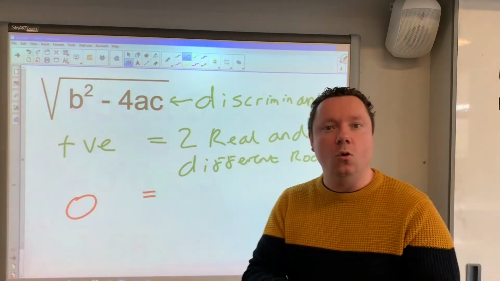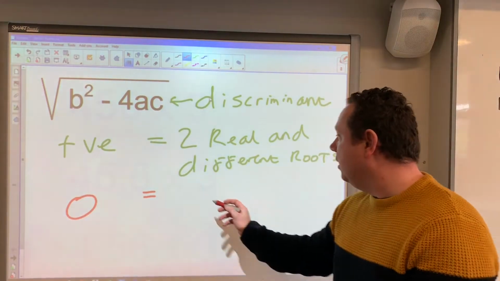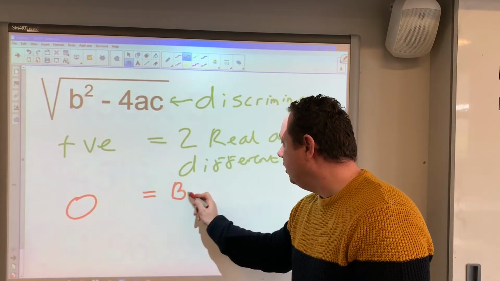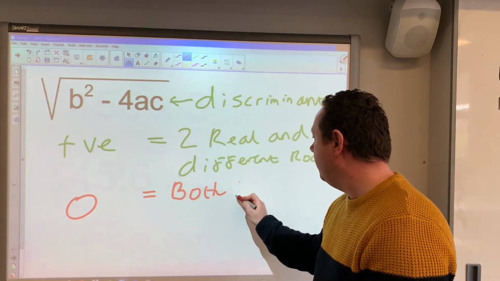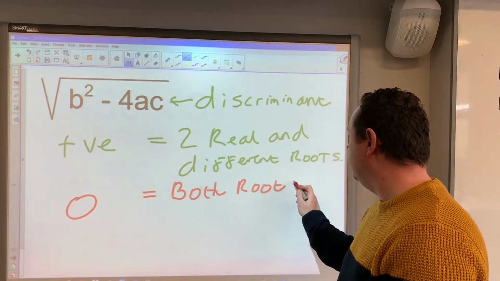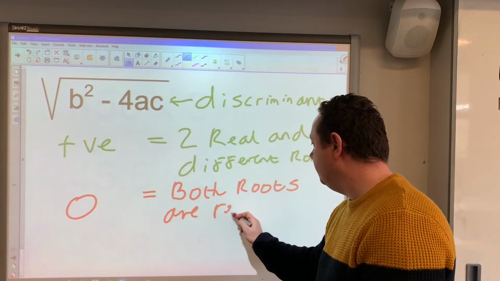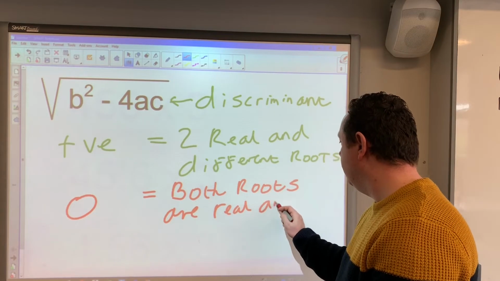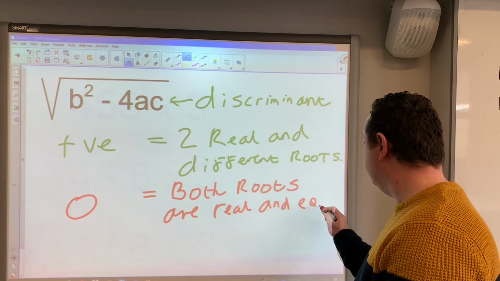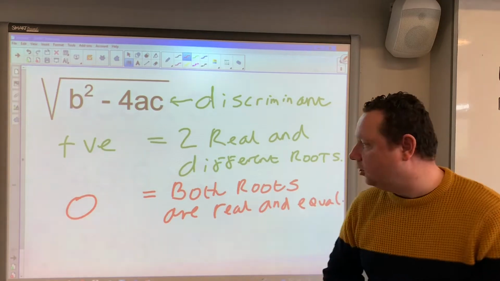But we never say it's got one root. We say both roots are equal. And we're using the word real again. Both roots are real and equal. So that's your second possibility.